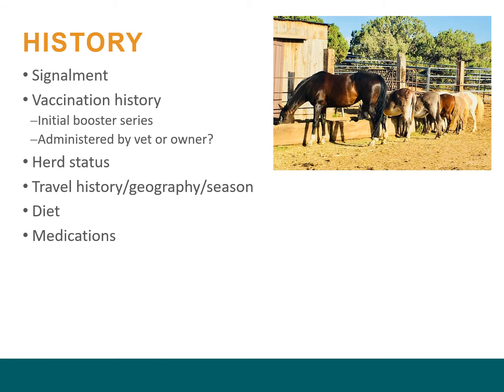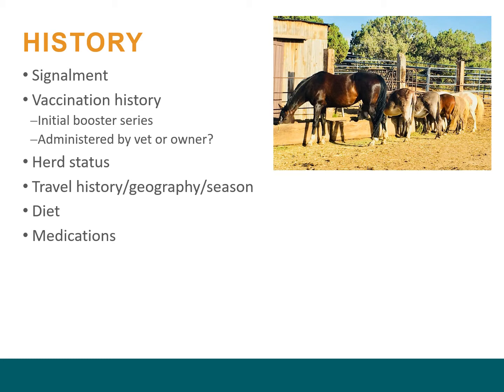Just like any portion of veterinary medicine, we're going to start with a good history. And signalment's going to be important. Your list of differentials is going to be a little bit different if we're talking about a rapidly growing 2-year-old thoroughbred colt versus a 15-year-old quarter horse pasture pet. So signalment is certainly going to be important.